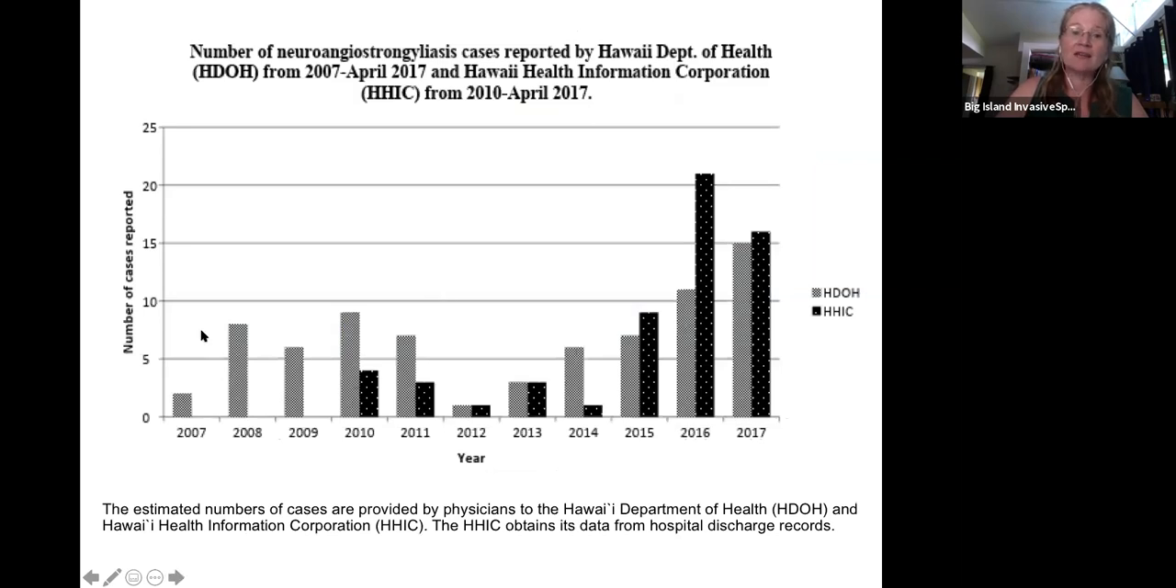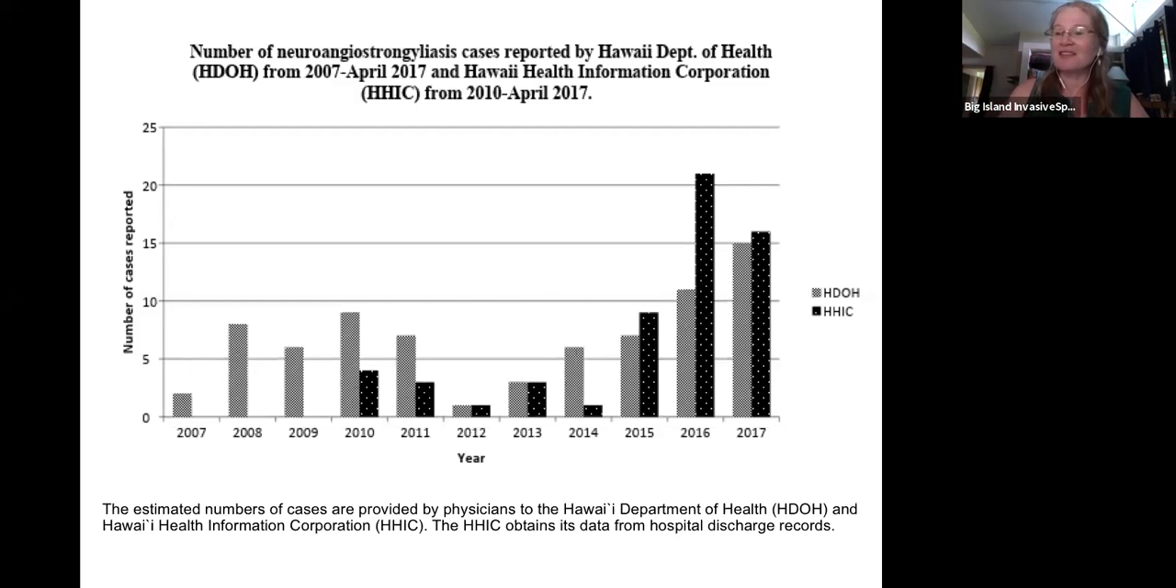Here in Hawaii, you're like, wow, if you lived here 20 years ago, 30 years ago, you're thinking, I never heard of this. It really started to grow in the early 2000s, where we started to see higher and higher cases of severe disease. And you can see even those two different columns. One is showing you numbers as reported by the Department of Health, and one is showing you numbers as reported by Hawaii Health Information.